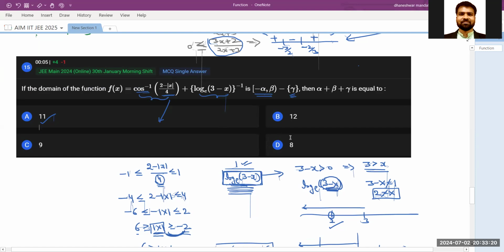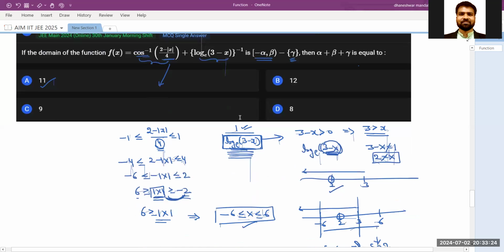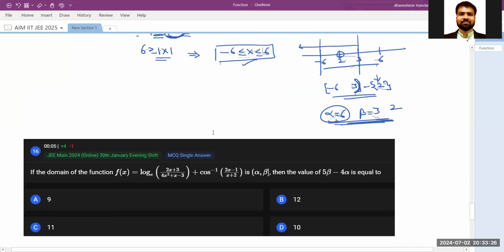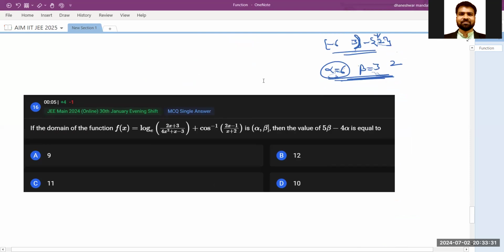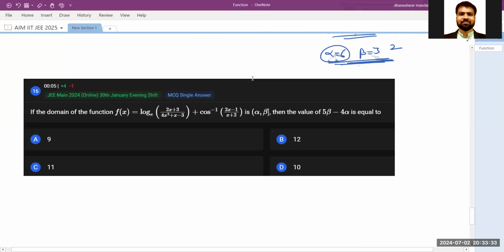Is this clear to everyone? Okay. So if you have any doubt, then try to solve these basic questions and ask me in our next lecture.